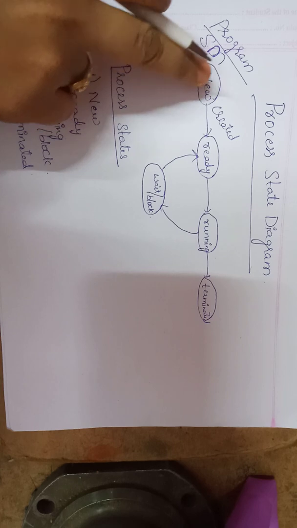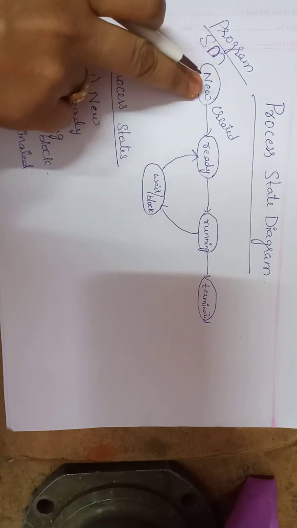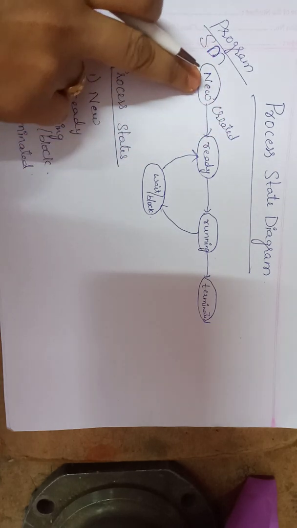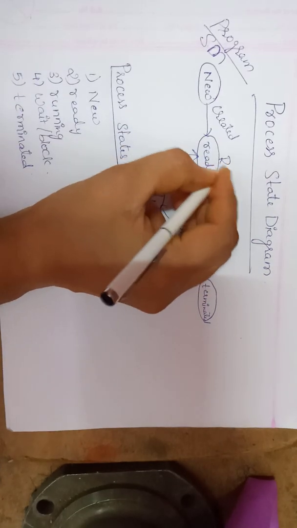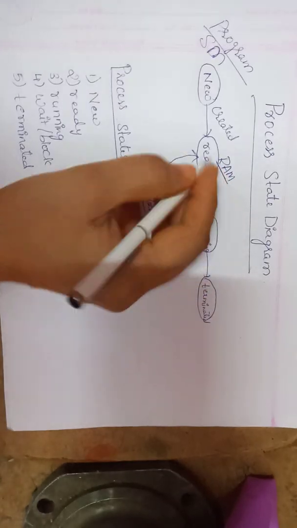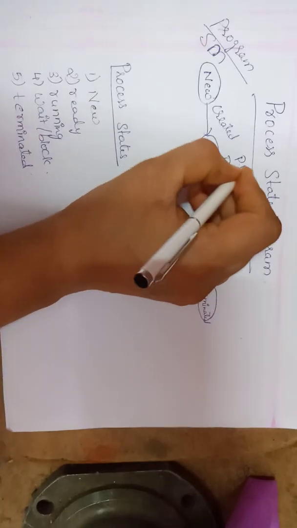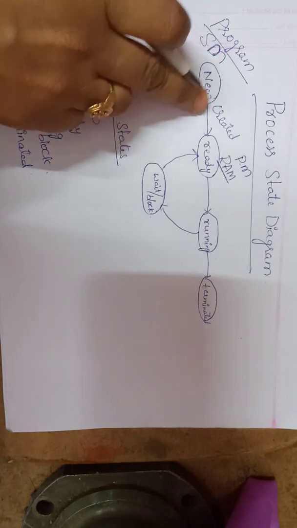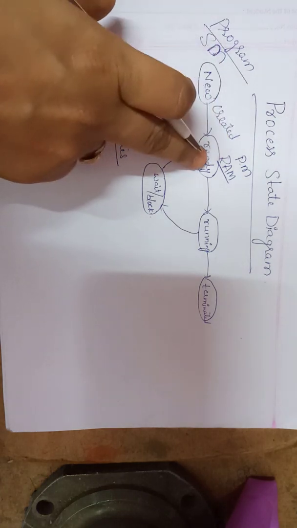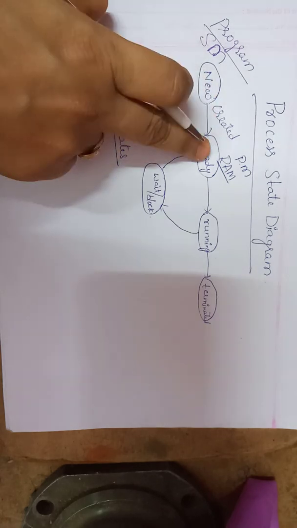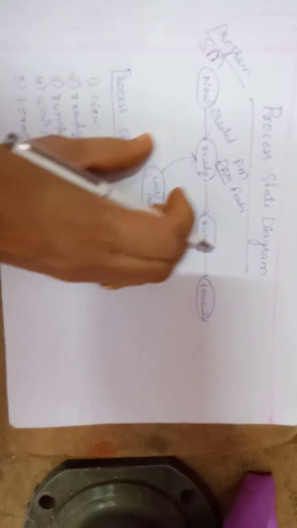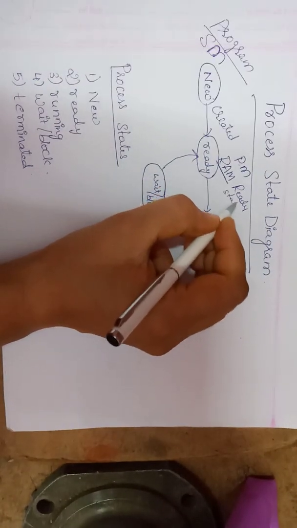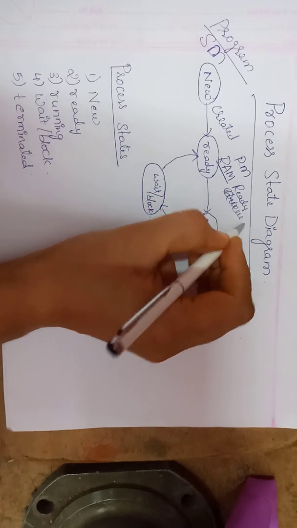At that time the program in the secondary memory, when the process is created, will go to the ready state. The ready state is nothing but the RAM, the random access memory, that means primary memory. Whenever we want to execute the program, it will reach the ready state. The ready queue is going to contain the list of processes that are going to be executed. This is the ready state.